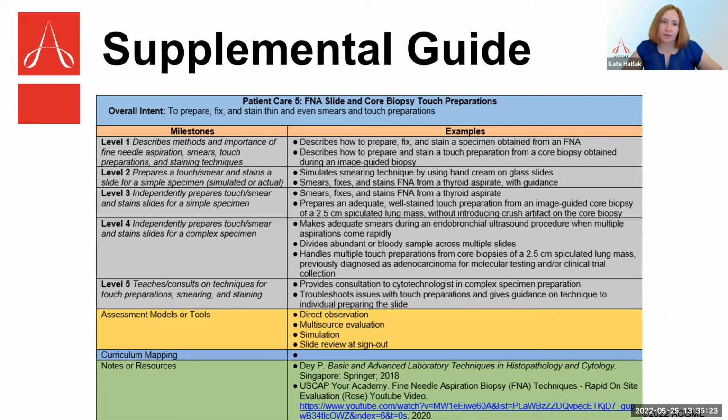Then going down, you see the actual milestones, level 1 through 5, and then there's examples. These are just examples. They're not requirements. It's just different ways in which a fellow might look at each of these levels to give you a little bit more of a tool on how to evaluate. Down in there in yellow, there are some suggested assessment models or tools that the committee came up with. Some of those may work in your program. You may have others. Some of them may not work, but those are recommendations.